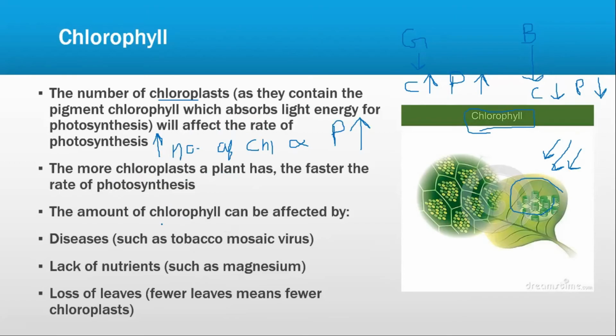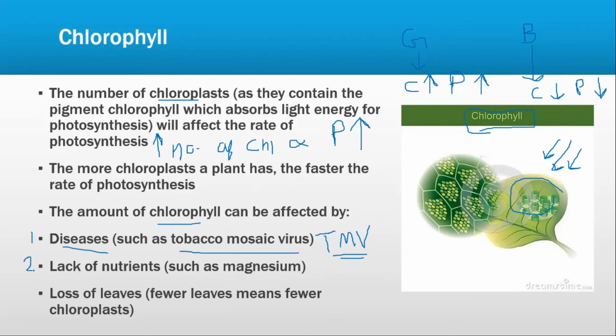The amount of chlorophyll can be affected by diseases. Now, which plants might be affected in such a way that the amount of chlorophyll actually decreases inside those plants? Those plants can have a disease such as tomato mosaic virus, also known as TMV. We studied it in chapter number 1, if you remember, in the viruses portion. This is the first reason.